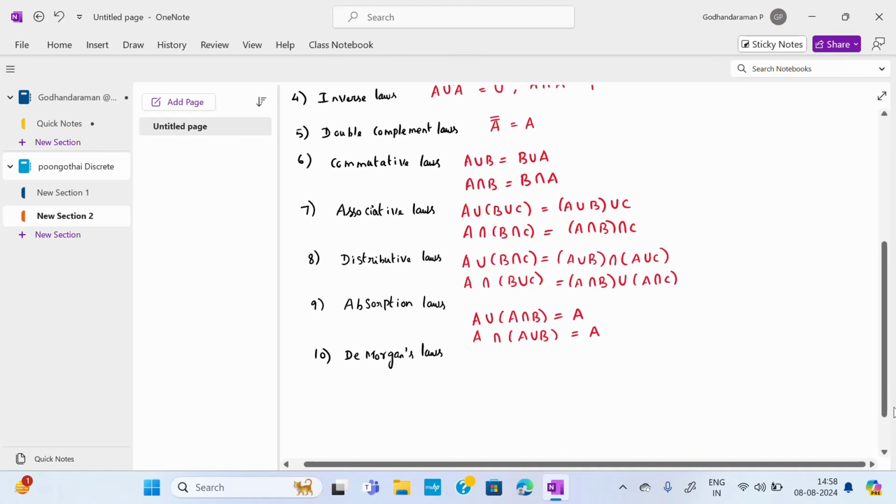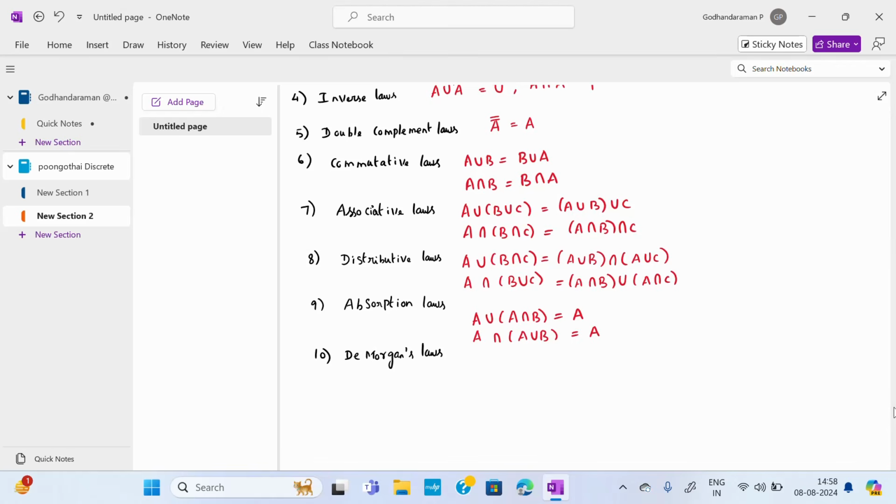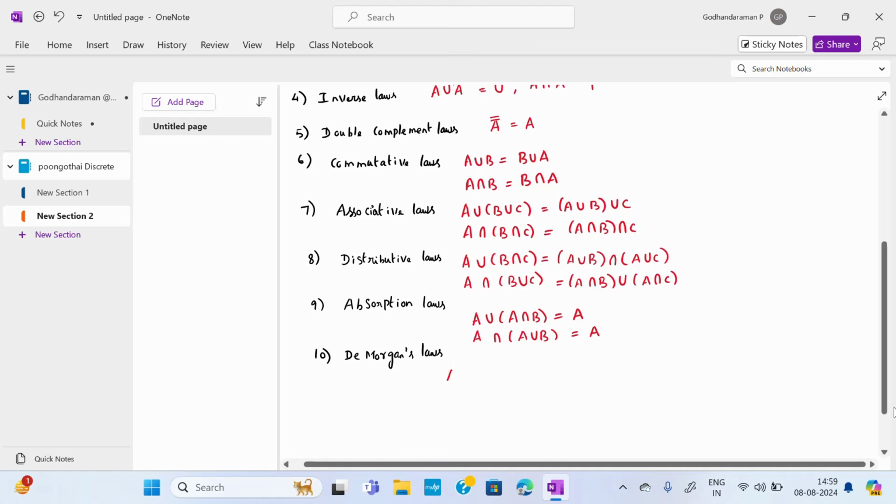The last law is De Morgan's law. De Morgan's law we will be using in most of the problems, along with distribution, association and commutative. So De Morgan's law is nothing but A union B, the whole bar. How can I write it? A bar, and if it is union it becomes intersection.